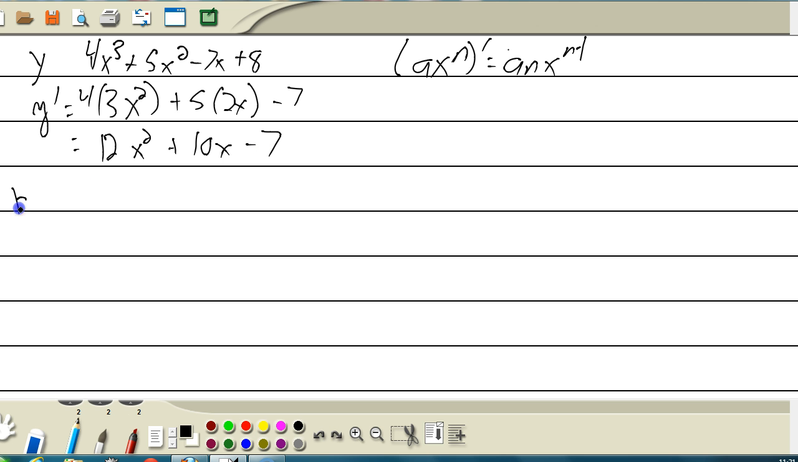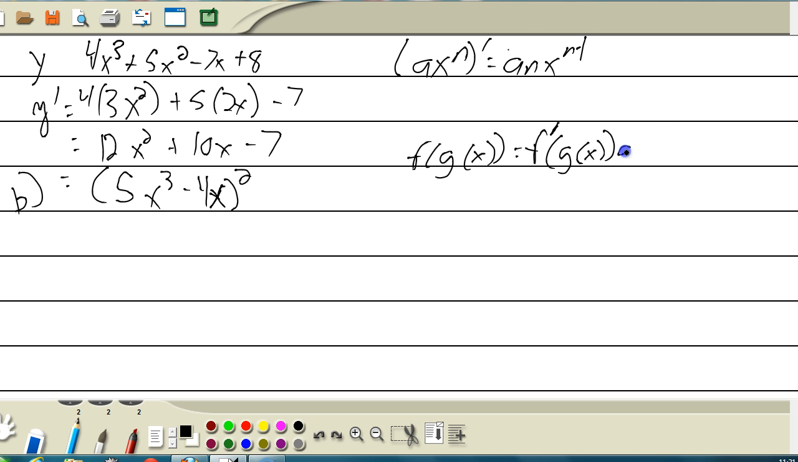Alright, b. It is 5x cubed minus 4x, squared. You can do this two ways. You can go ahead and do the FOIL method if you want, or you can use the chain rule. The chain rule says this: you have a function inside a function. It is the derivative of the outside function with the same inside function, times the derivative of the inside function. Okay?